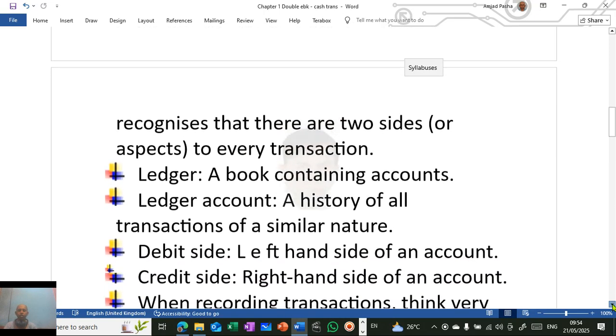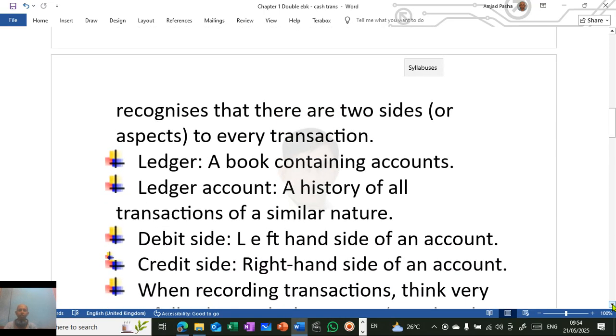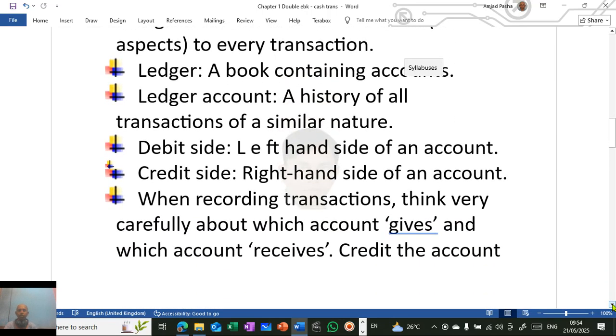So what is a ledger account? A history of all transactions of a similar nature. A ledger account is a history of all transactions of a similar nature. Debit side. What is the debit side? The left hand side of an account is known as the debit side. The right hand side of an account is known as the credit side. So that is what it is, nothing else.